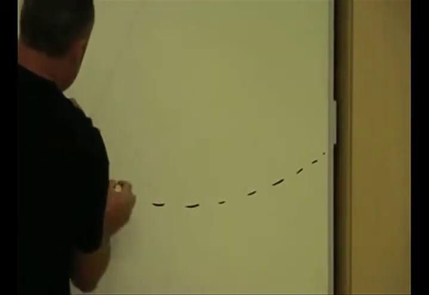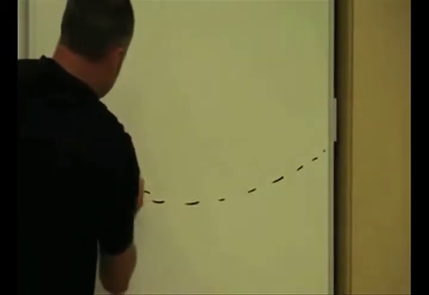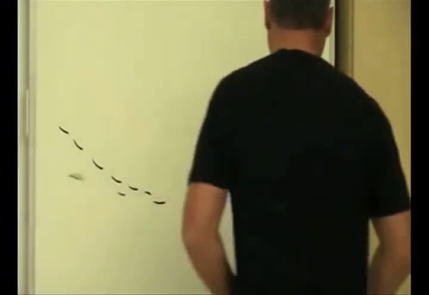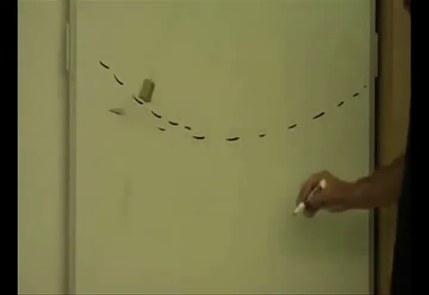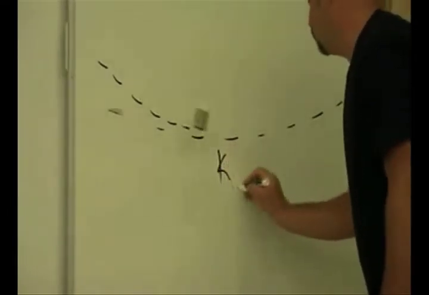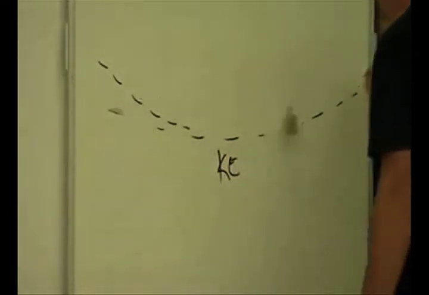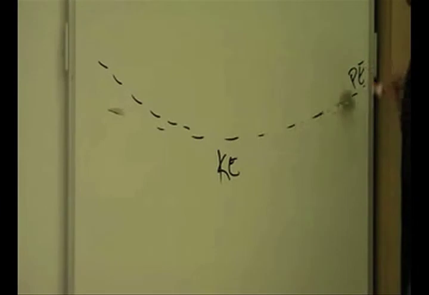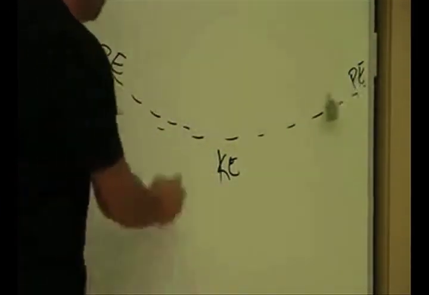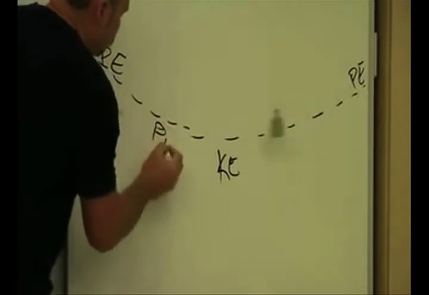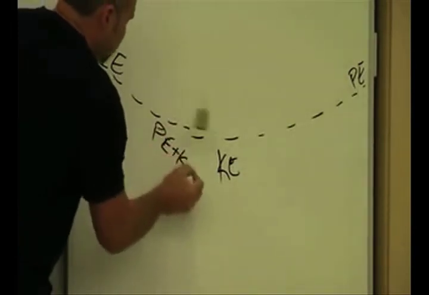I'm not too good at this, let's try this again. So something like that, we can see that at the very bottom, it's all kinetic energy. At the very top, it's potential. And then here, it's also all potential at its high point on this side. And then in between, it's potential plus kinetic.